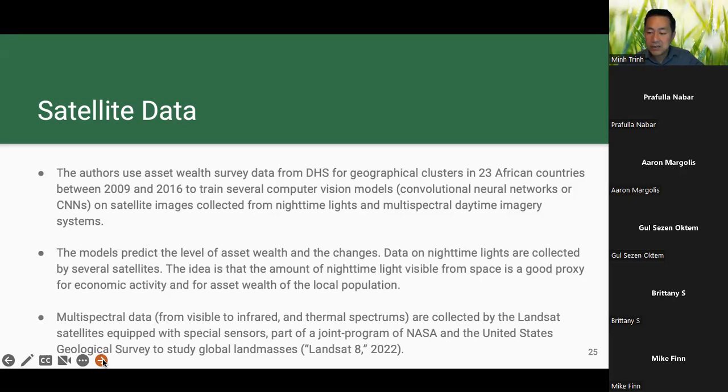So the data are collected from multispectral data, from visible to infrared thermal, collected by the Landsat satellites. They're managed by NASA and the US Geological Survey, and they are designed to study global land masses. Next slide, please.